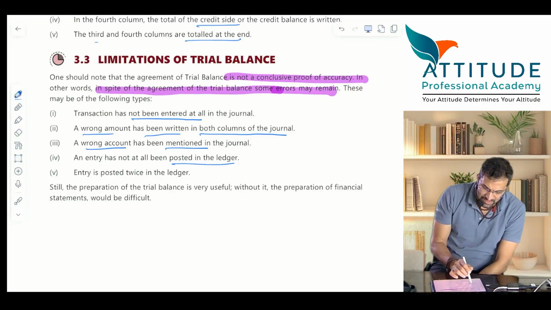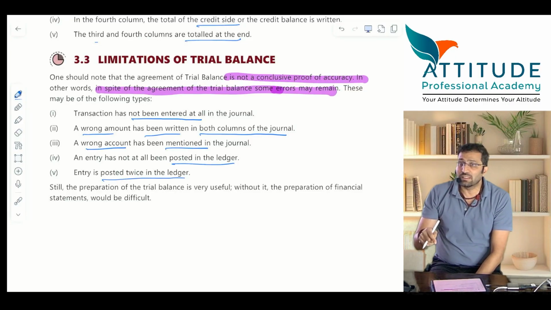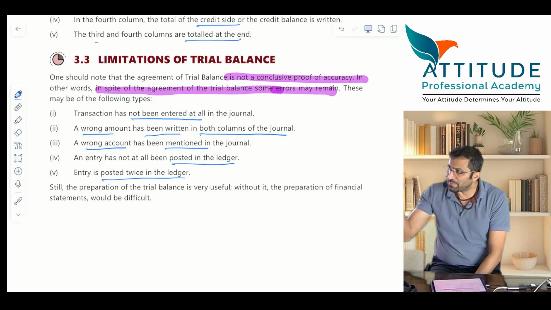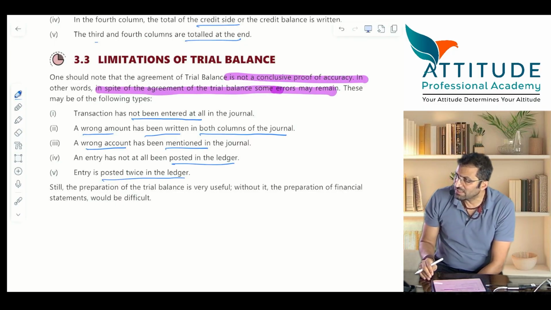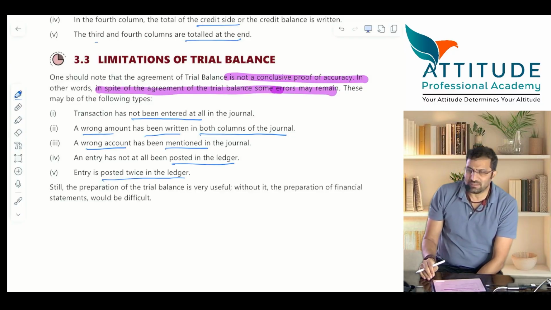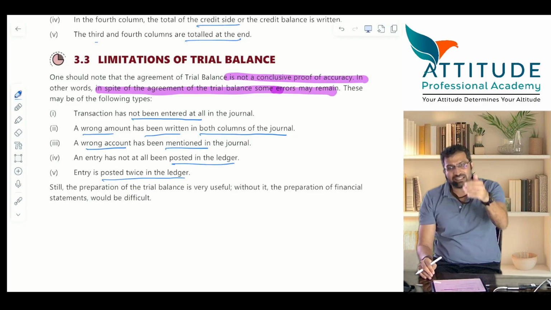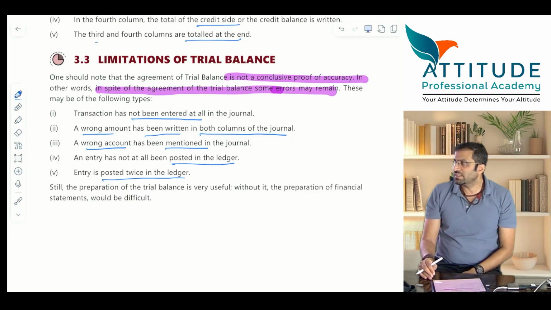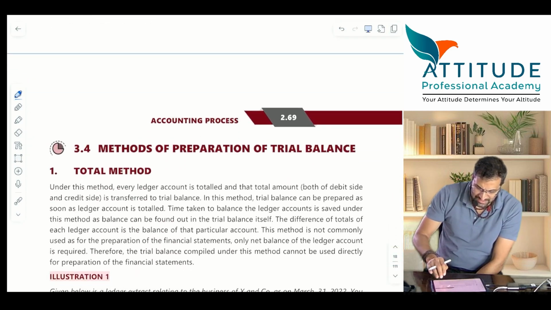Then the entry is posted twice in the ledger. Twice. I have paid salary of only 1,000, but I have passed the entry how many times? 2 times. Here also the trial balance will agree, but the books of accounts will not show a true and fair picture. So in all these cases, the trial balance is agreeing. That doesn't mean that the books of accounts are accurate. So this is the limitation of what? Trial balance. Is that clear?